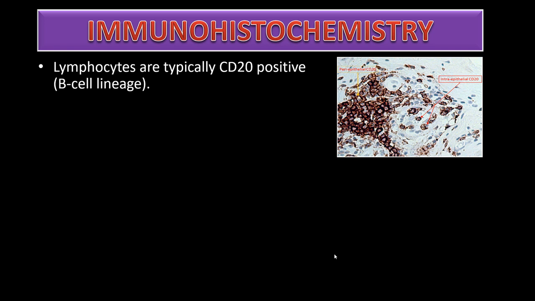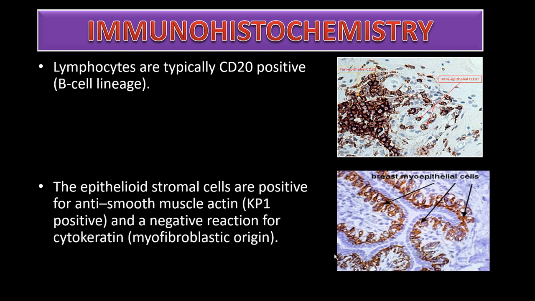Immunohistochemistry. Lymphocytes are typically CD20 positive, B cell lineage. The epithelioid stromal cells are positive for anti-smooth muscle actin, and a negative reaction for cytokeratin. It is of myofibroblastic origin.